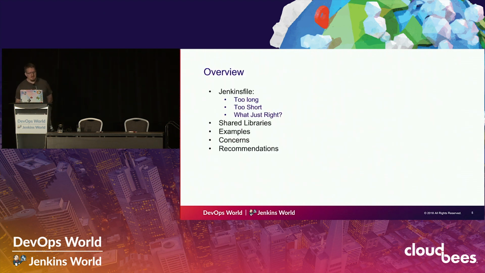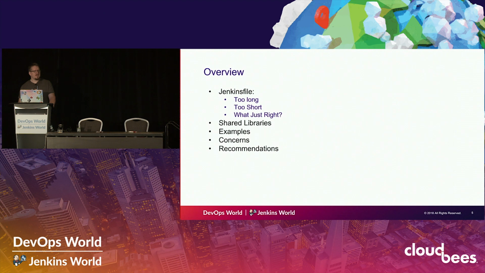So in this talk, we're going to look at pipelines and look at Jenkinsfiles, give examples of what's too long, what's too short, and have some opinion about what's just right. I'll give you an introduction on how to set up shared libraries and what they are. We'll look at some examples, both mine and in the real world, and talk about some concerns, and I'll give a couple final recommendations.